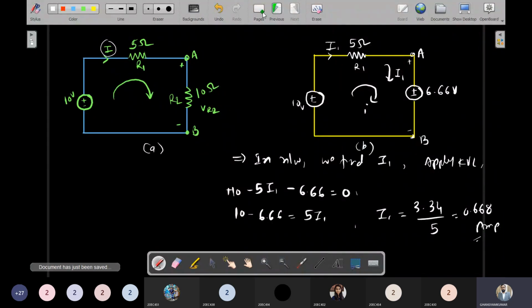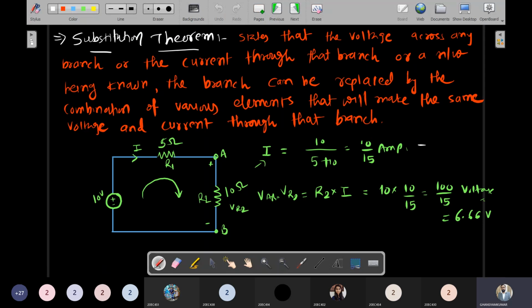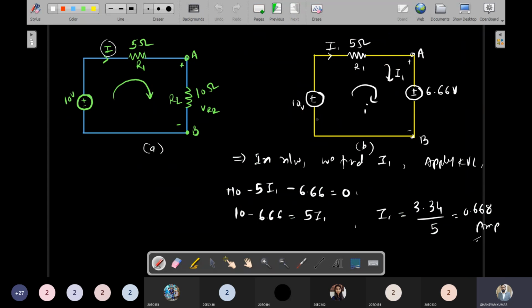Now we have the value of I. When you compare these, I equals I1. So both the values are the same, and the voltage drop is also equal. So your circuit is satisfying the condition after replacement. This is the substitution of branch AB.